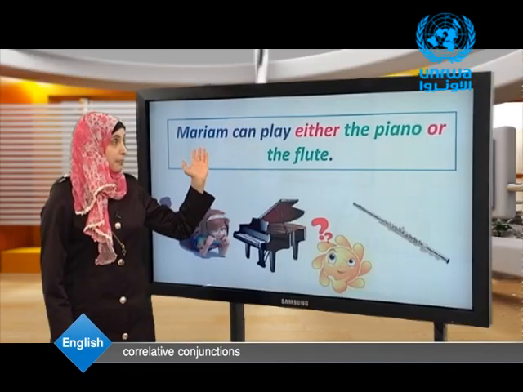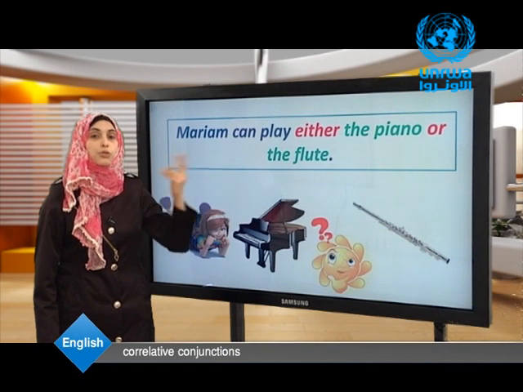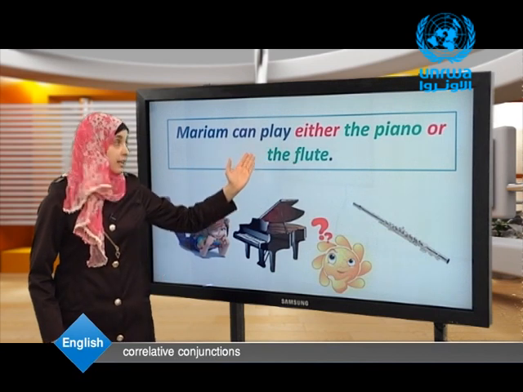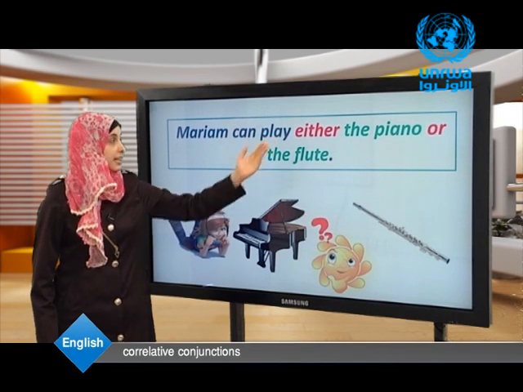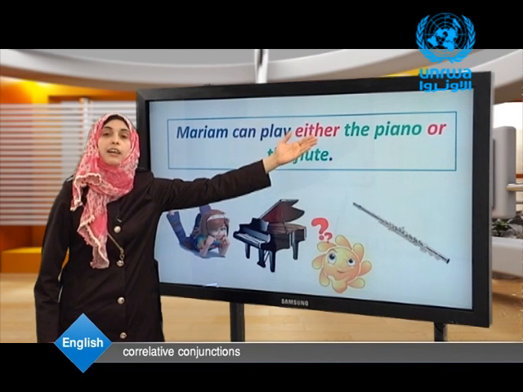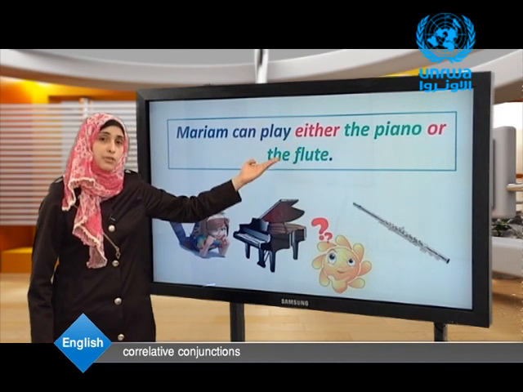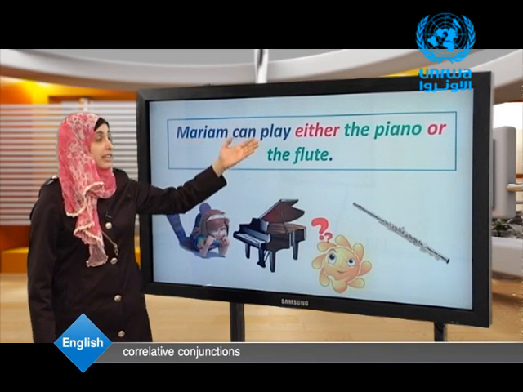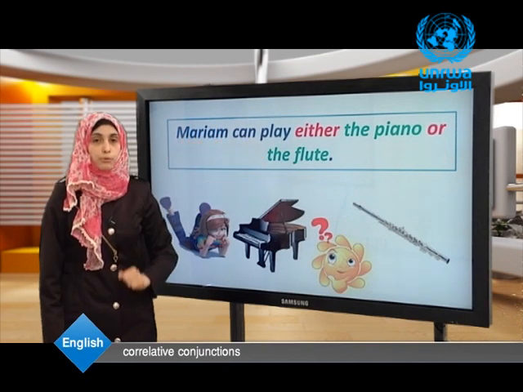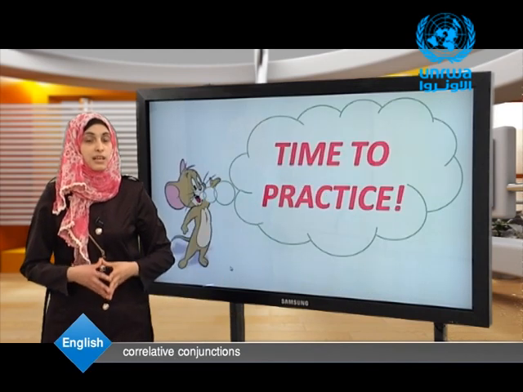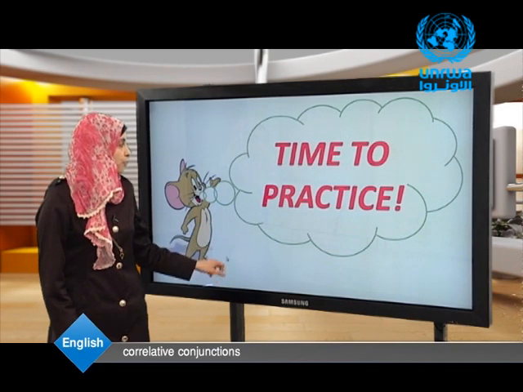Notice here Maryam has to choose from two musical instruments, the piano and the flute. And notice here we have used either before the first musical instrument, the piano, and or before the second musical instrument. So Maryam can play either the piano or the flute. Now, dear students, it's time to practice. After we have discussed either or, it's time to practice.